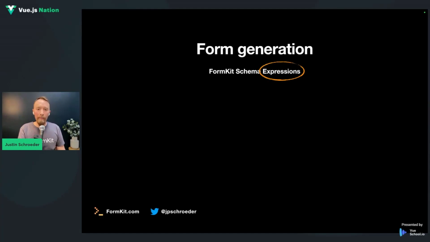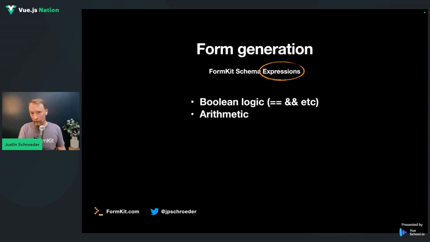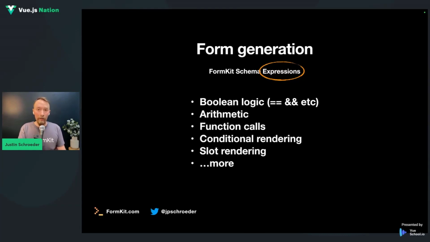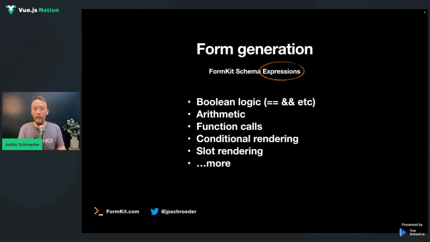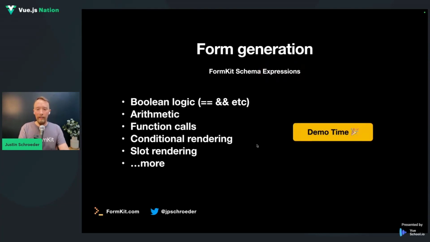But what really makes the FormKit schema powerful is the fact that you can write expressions inside of your JSON serializable strings. For example, you can write Boolean logic: equals, ands, ors, does not equal, things like that. You can write full arithmetic: multiplication, division, addition, subtraction. You can write function calls, conditional rendering. You can render slots from a higher level component. All of that's available in JSON.